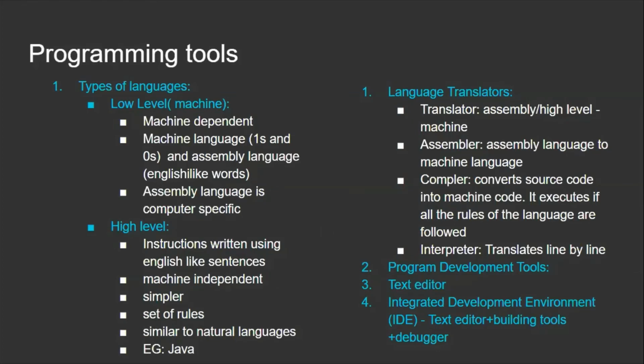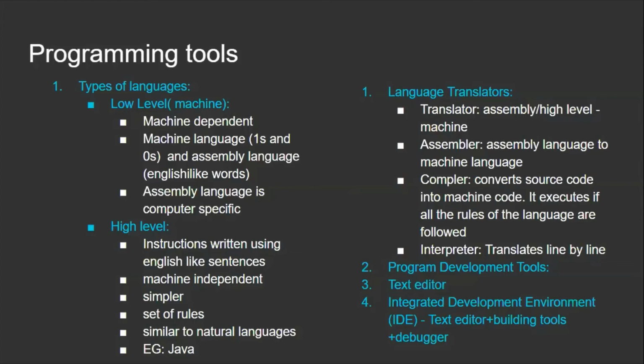Then we have high-level languages. These are instructions written using English-like sentences. If you look at Python, it's a very readable language. Even if you haven't done coding or programming before, you should be able to understand the gist of what a program is, right? Because you have a lot of words like for, if, in, is, etc., which you can use. And these instructions are machine independent.